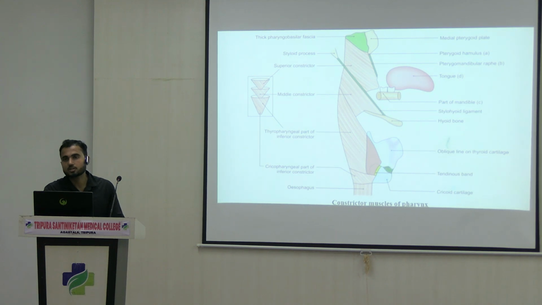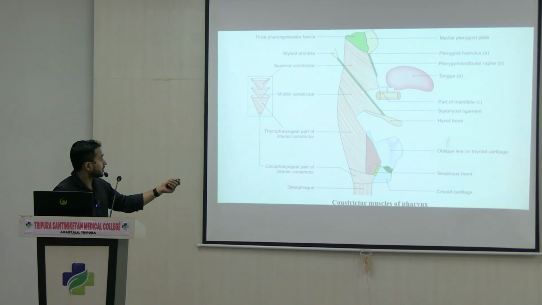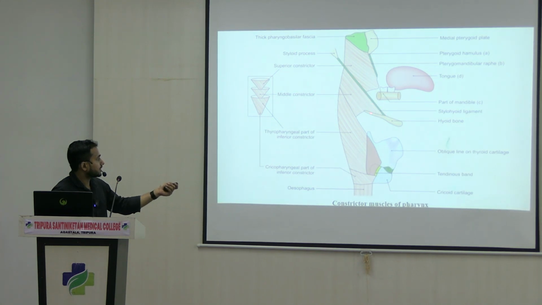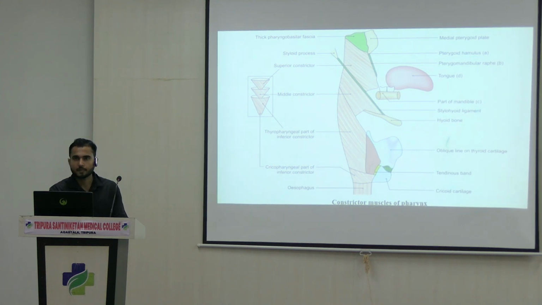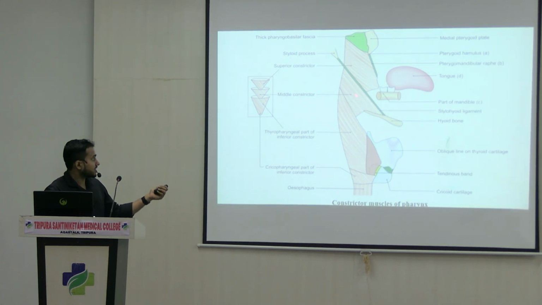So where will the origin of the middle constrictor muscle be? As you can see, the lower part of the stylohyoid ligament, and then the hyoid bone, greater cornu and lesser cornu of the hyoid bone. And then where will it go and attach? It will go and attach to the median fibrous raphe, or pharyngeal raphe, which is on the posterior aspect. And this is fan shaped.